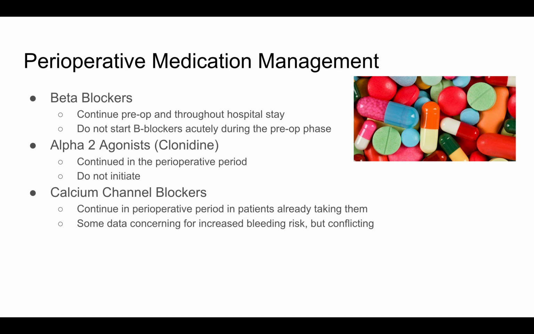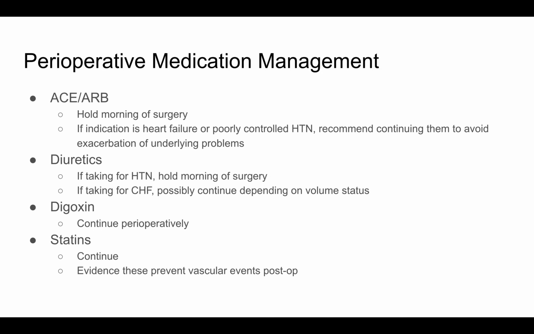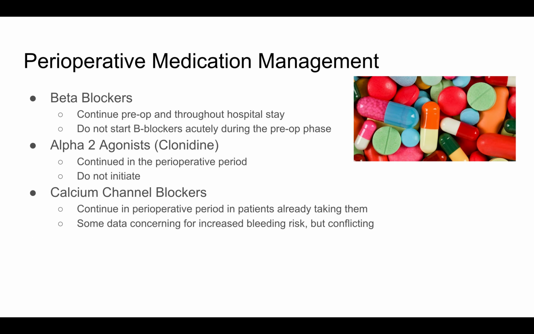So first one, starting out with more cardiovascular medication, beta blockers. These should be continued pre-op and throughout the hospital stay in patients who are already taking them. Do not start a beta blocker acutely during a pre-op phase. So if this patient's going to have surgery tomorrow and for whatever reason someone thinks they need a beta blocker, it should not be started preoperatively on these patients.